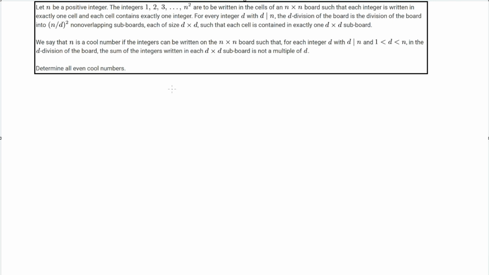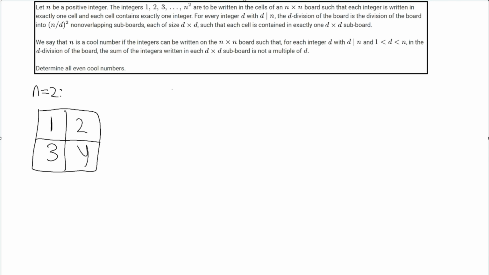But first, let's go ahead and knock down some small cases. So let's try out n equals 2 first. Then we could just have this board here, and we get 1, 2, 3, 4, suppose. Then there's literally no divisor between 1 and 2, so this just automatically works.